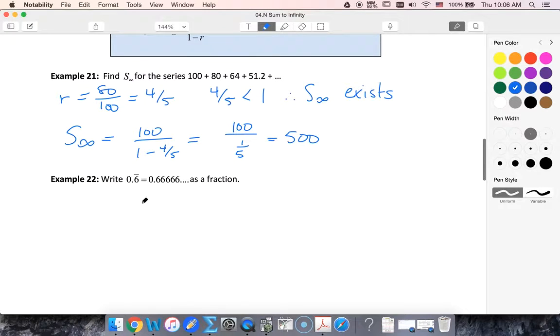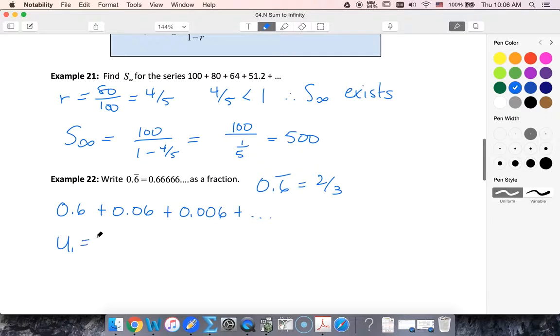This one, I hope that you know that 0.6 repeating is 2/3. But how can we find it using the idea of sum to infinity? Well, let's think about our decimal equivalent. That's 0.6 plus 0.06 plus 0.006, etc.